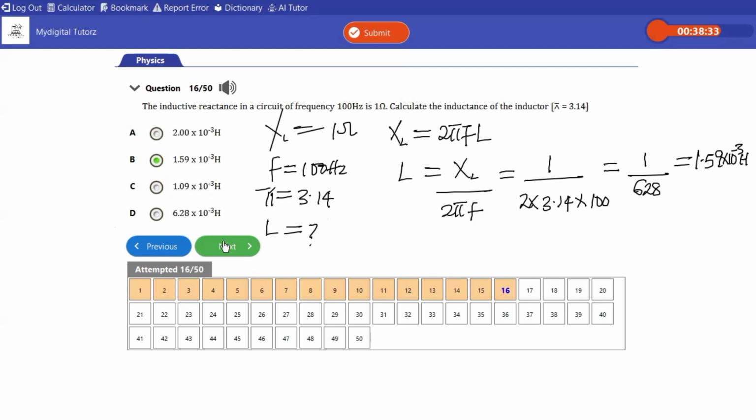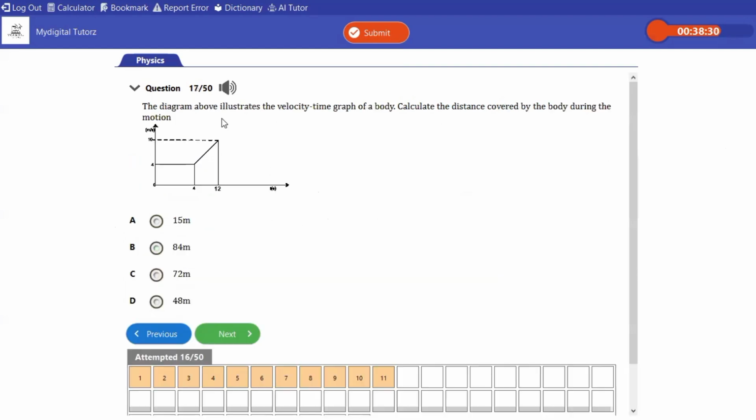The next question says, the diagram above illustrates the velocity-time graph of a body. Calculate the distance covered by the body during the motion. We are looking for the distance covered by the body throughout the motion. The distance covered is the area under the graph. We are looking at this first area under the graph, which looks like a rectangle. The next one is a trapezium.